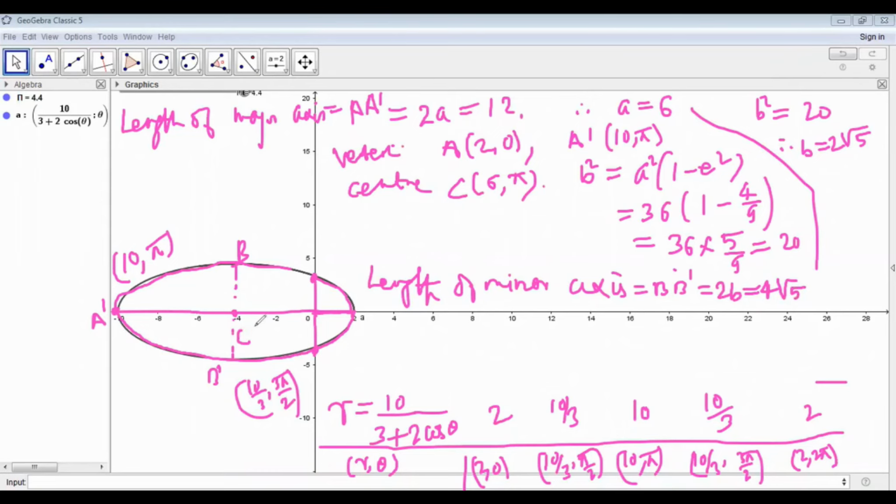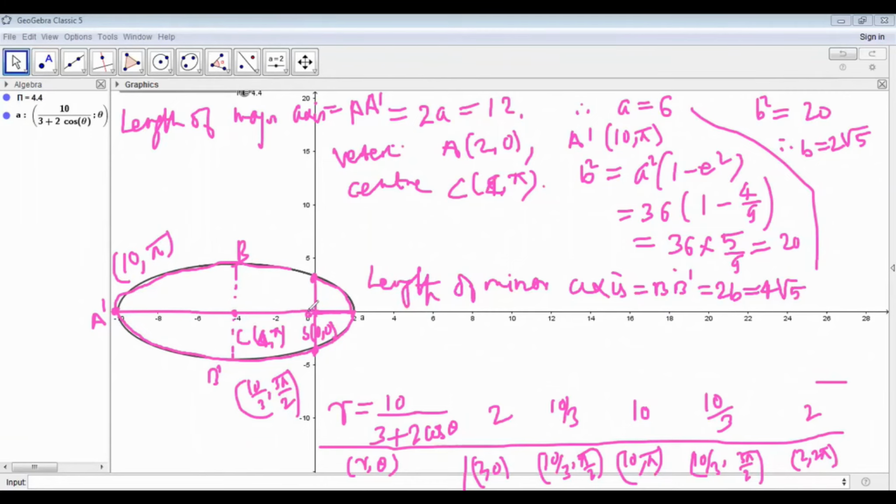Now the coordinate of the center: this distance is 6, but the coordinate of the center is 4, because one of the foci is S, which is the origin (0, 0). So the coordinate of the center is (4, pi), and one of the foci is (0, 0), the origin. The length of the minor axis is 2b, which is 4 root 5, and the length of the major axis is 12.